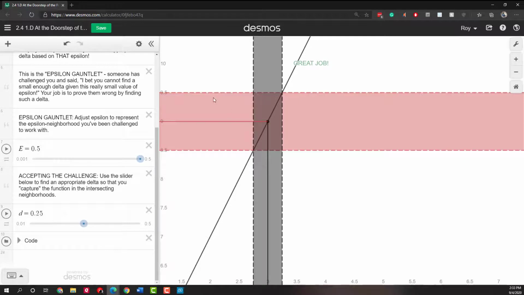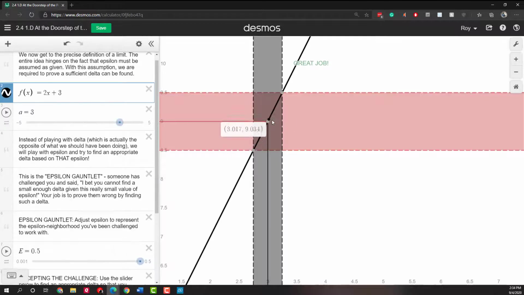Notice, now if you look at this delta neighborhood, based upon the epsilon that they gave me, all x values in this gray band from, I don't know what this x value is, let's say the delta value might be 0.25. So it might be 2.75 to 3.25.